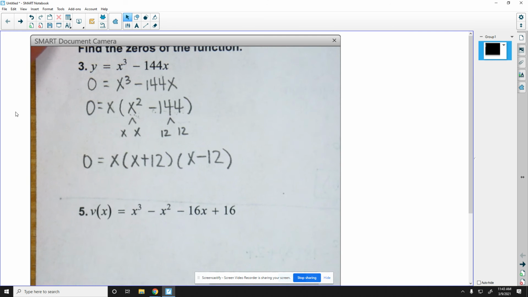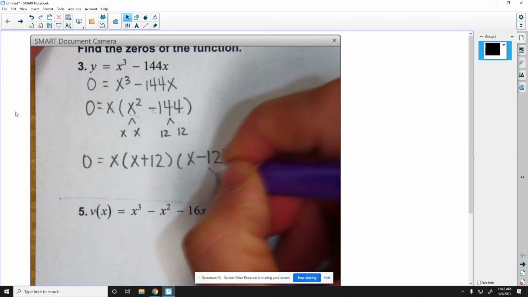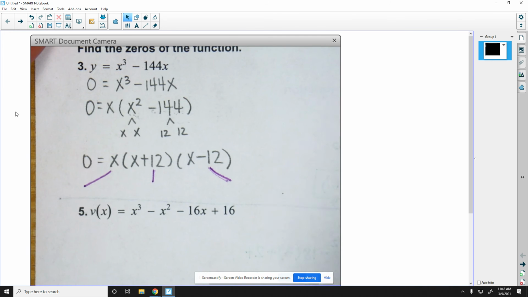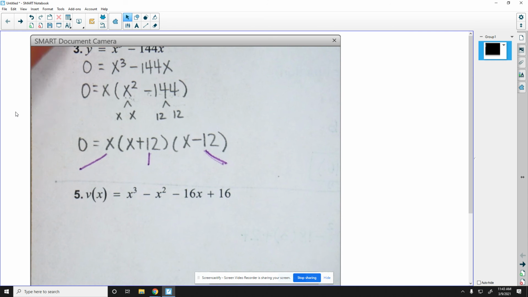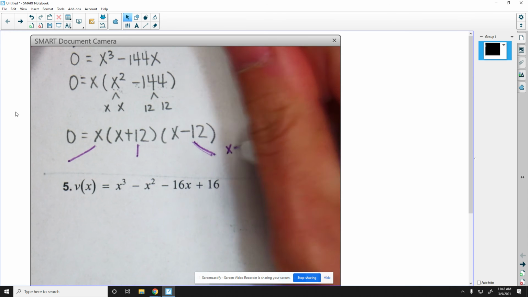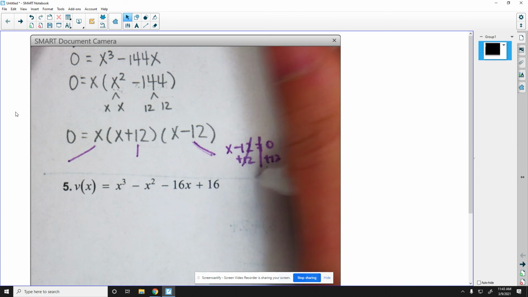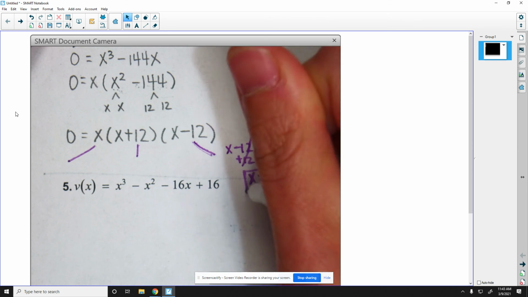All right, now I can find my zeros. Remember how I found my zeros? Now I can put everything and set it equal to 0. So what I mean by that is like going x minus 12 equals 0, right? Adding 12 to both sides. So I get x equals positive 12. That's a lot of work.